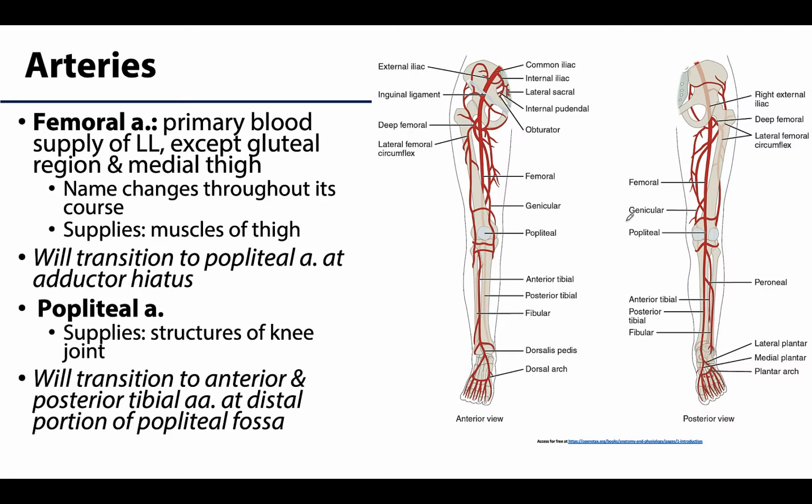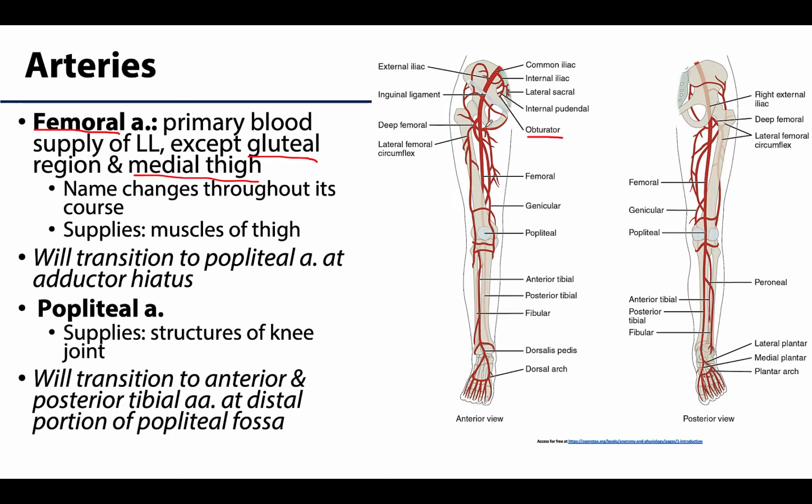And I always like to start with arteries because understanding these names will help with the veins as well. And similar to what we had in the upper limb, there is one major primary source to the lower limb, except for the gluteal region, so this back region here, and we'll talk about some of those in upcoming sessions, as well as the medial thigh. The medial thigh will be supplied by the obturator. But all the rest of the lower limb is going to be supplied by the femoral artery.